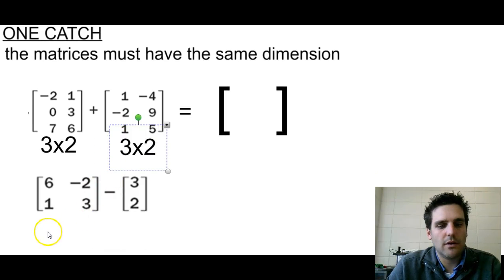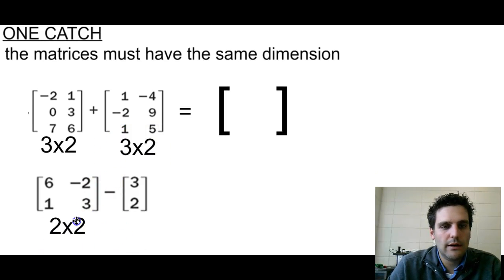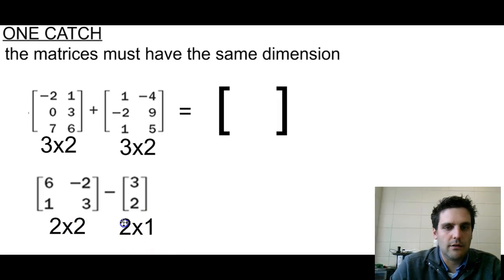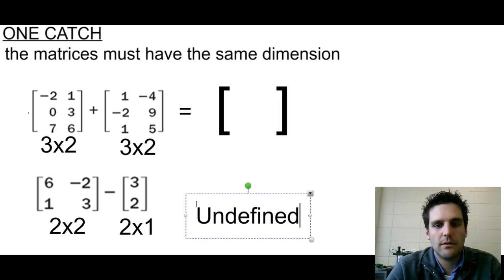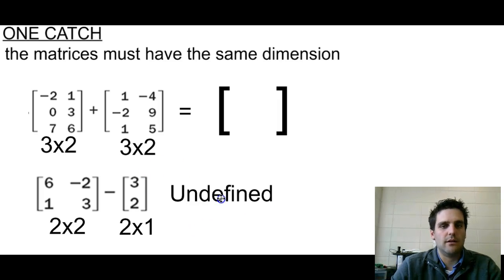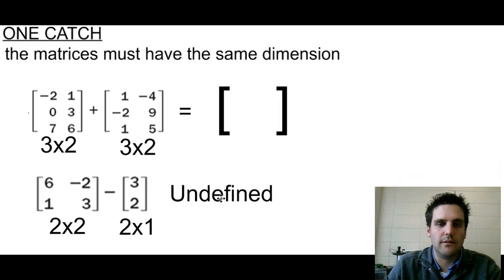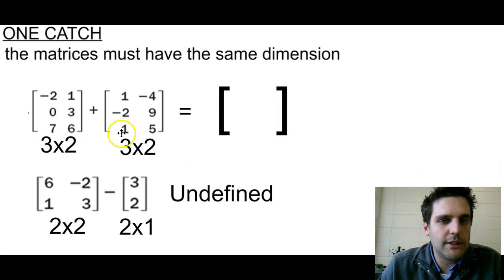This matrix below is a 2 by 2, and this is a 2 by 1. And unfortunately, we won't be able to add these things. So we just say that this is undefined. You cannot actually subtract these 2 matrices. But the top one we can.